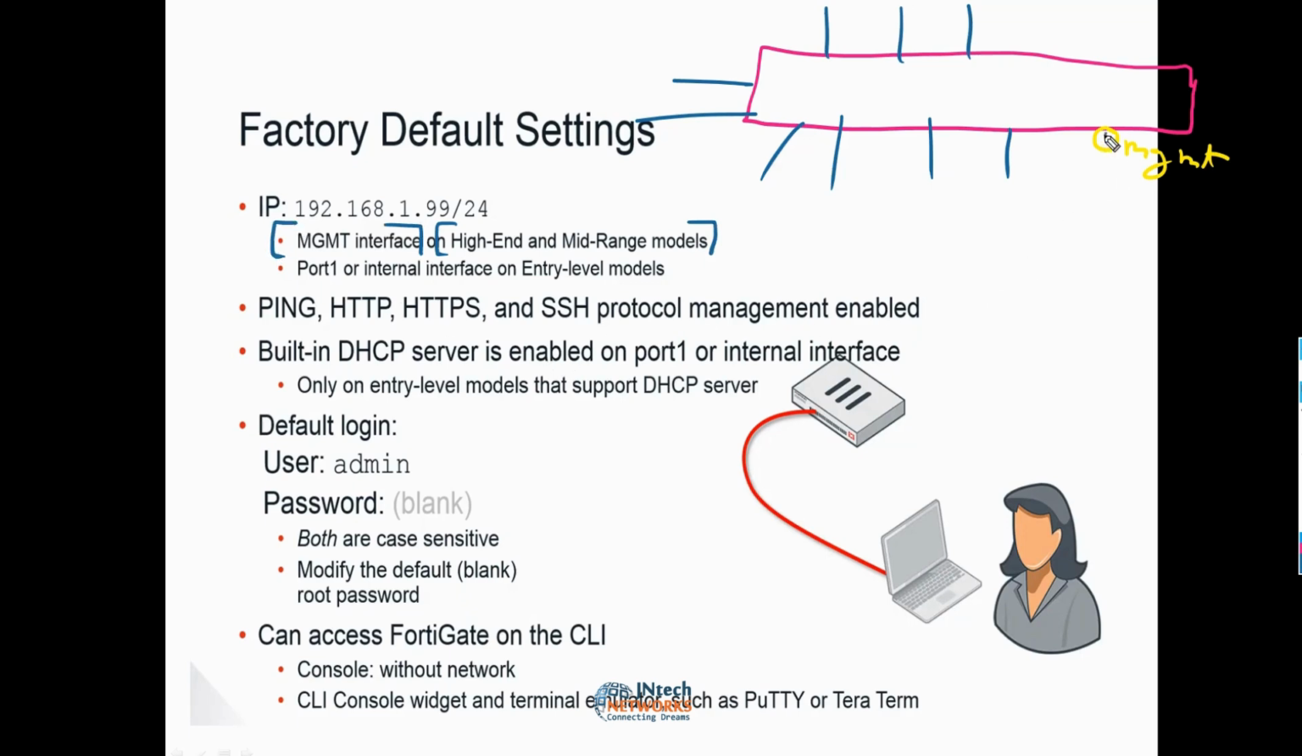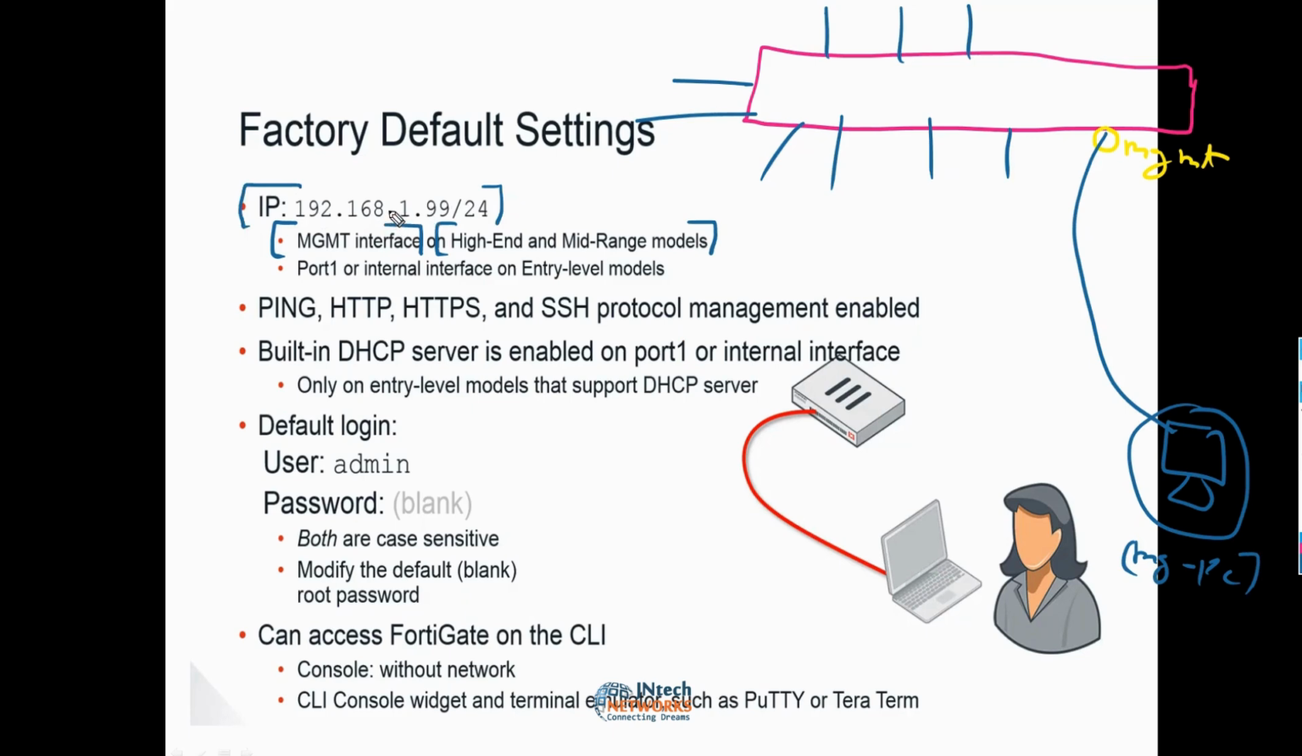What you can do is connect your management PC, your laptop, your desktop. By default, we have this IP address on the management port. You can configure an IP address from the same series here. By default on the management port, these services are enabled: ping, HTTPS, and SSH. So from the management PC, you can verify your connectivity. You can access the graphical page. You can manage through the CLI option. So in a high-end or mid-range firewall device, you can get a management interface.